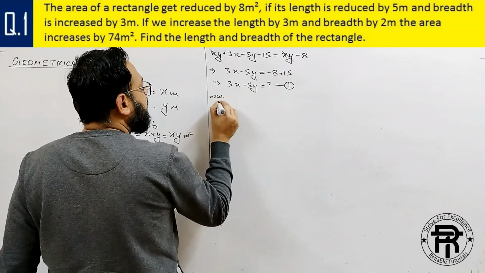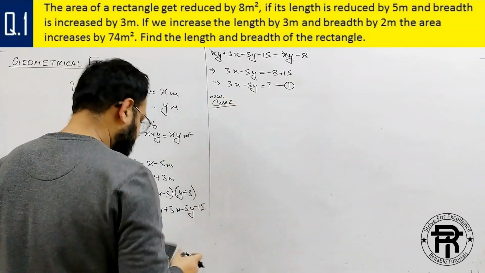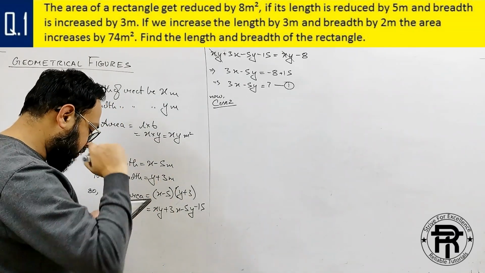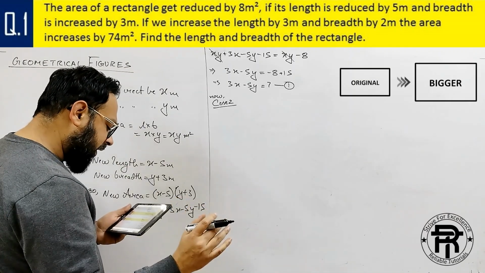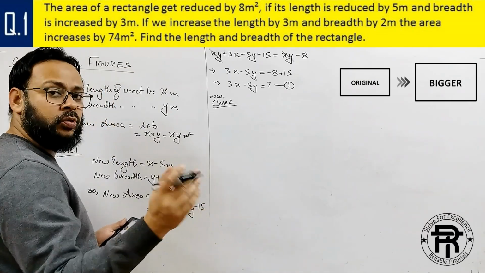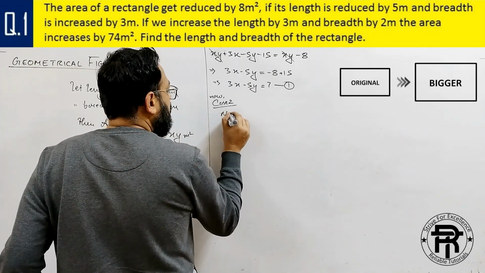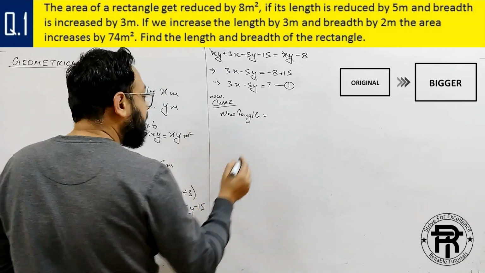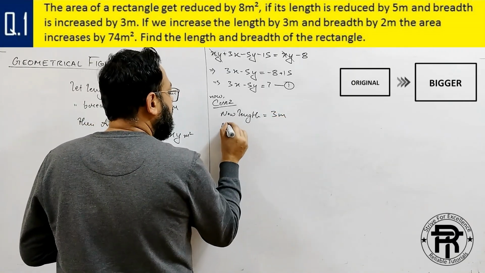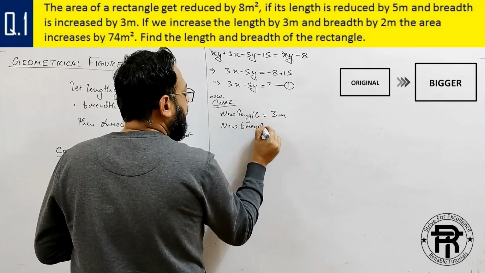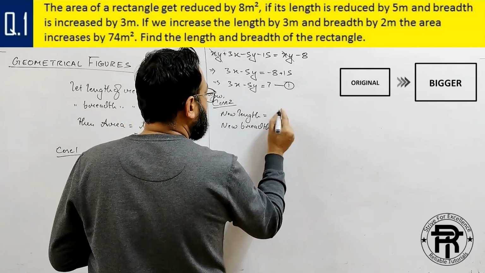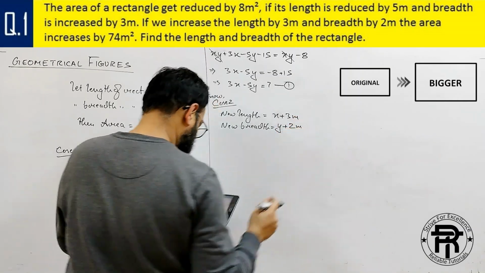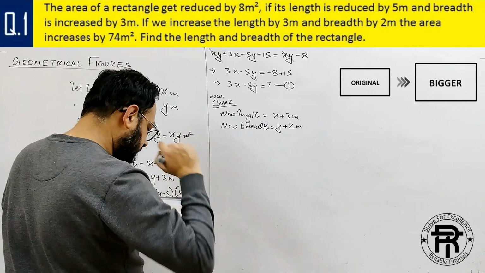Now, second case, case 2. Let's read the remaining part of the question, the second part of the question. If we increase the length by 3 meters and breadth by 2 meters, अब यहाँ पे दोनों increase हो रहा है. New length is equal to x plus 3 meters, new breadth is equal to y plus 2 meters. दोनों इंक्रीज हो गए, लेंथ बाय 3 meters and breadth by 2 meters.